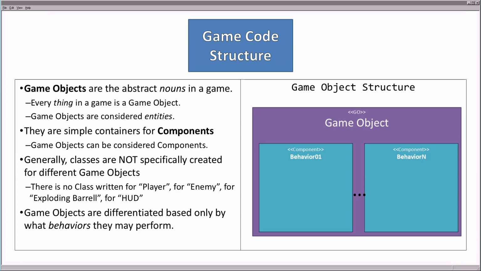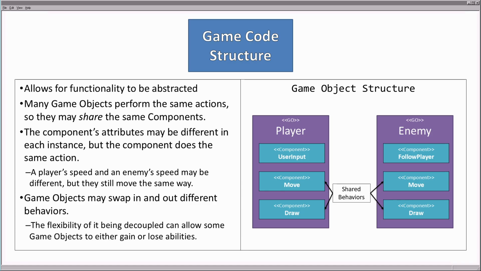Generally, classes are not specifically created for different game objects. There is no class written for player, for enemy, for exploding barrel, for heads-up display. Game engines commonly have a universal game object data type, which is not intended to be extended via programming inheritance, but instead just acts as a simple container for components and some additional metadata. Game objects are differentiated based on what behaviors they may perform. The difference is not in the data type, but rather how it behaves.